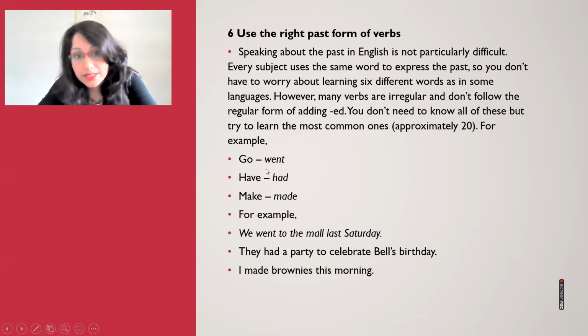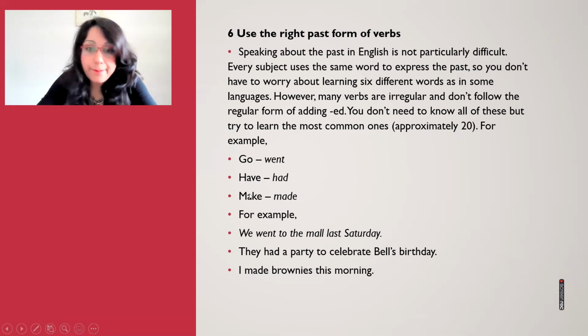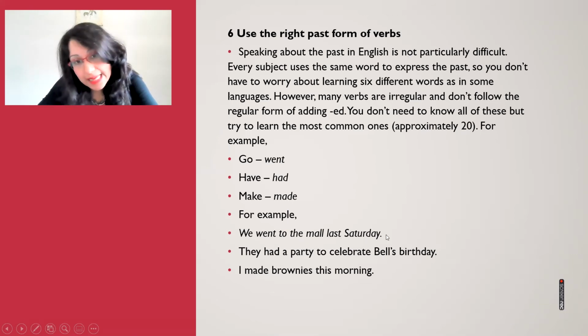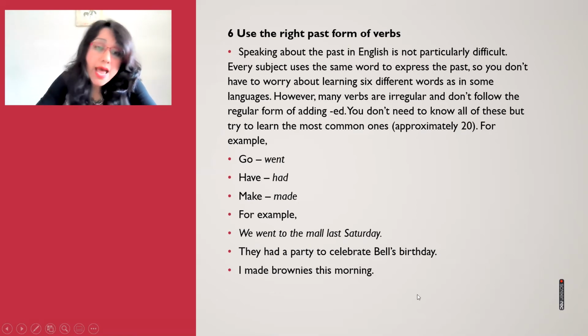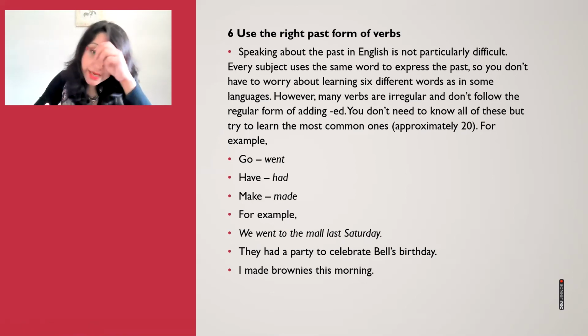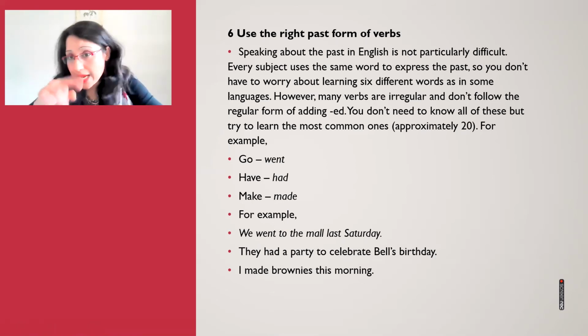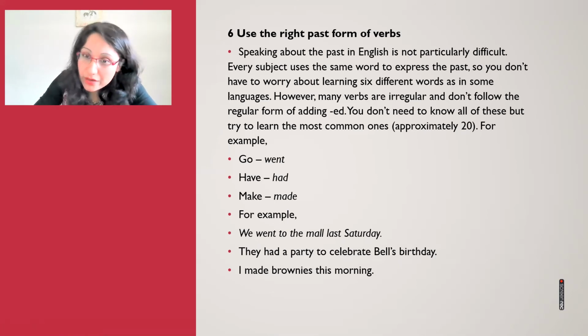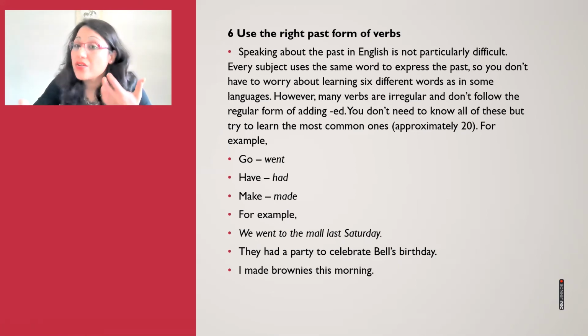Okay, so over here, I have mentioned a few. Go becomes went. Have is had. Make, made. So, we went to the mall last Saturday. They had a party to celebrate Belle's birthday, and I made brownies this morning. When it is a regular verb and you're making your past tense with it, you just add your ed, but then you have your irregular forms, which all you have to do is remember.